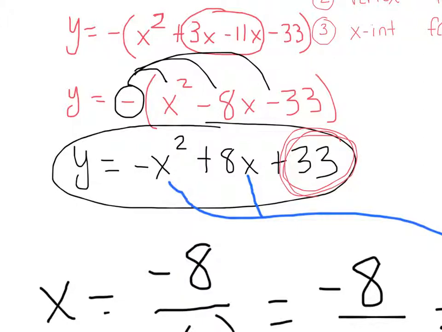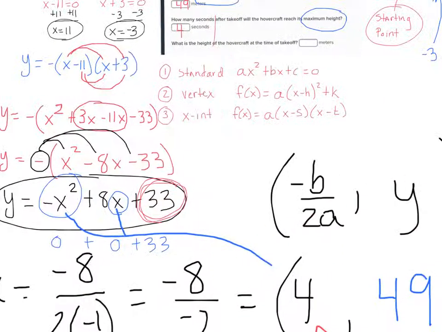33. See, if you want the y-intercept, you put a 0 in for what? x. If I put a 0 in for x right here, I get 0, right? And if I put a 0 in for x right there, I get 0, right? So what's 0 plus 0 plus 33? 33. So the y-intercept is 33.